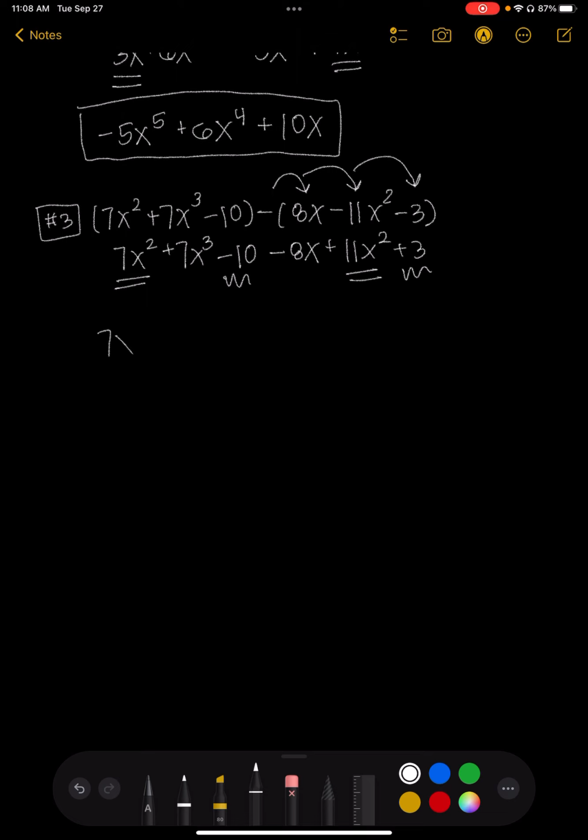So we're just going to rewrite 7x cubed. Then the next highest exponent is x squared, and we have two of those. We have a 7x squared and an 11x squared. 7 plus 11 is 18, so I'm going to write 18, but then I'm going to tack on that x squared to the end of that.